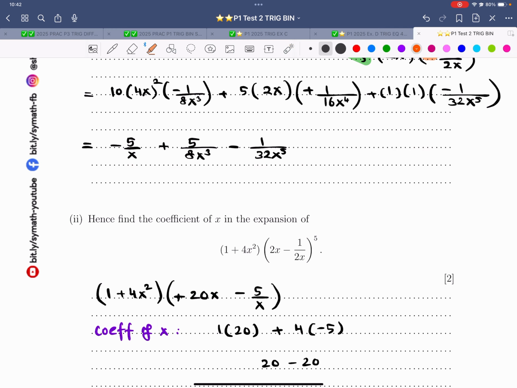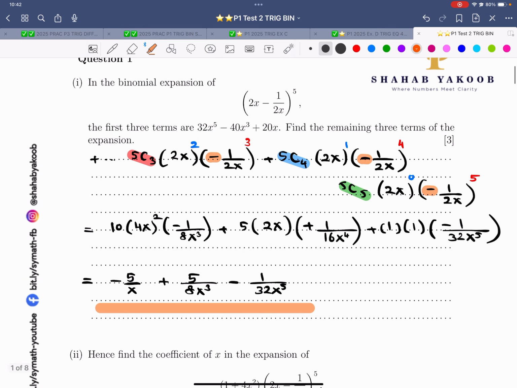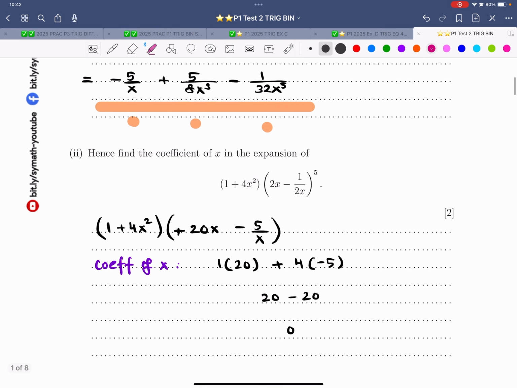These are the last three terms of this expansion. Because the power is 5, the first, second, third, fourth, fifth, sixth. So that is the total, all the terms that are possible. Now over here you have to make a wise decision.